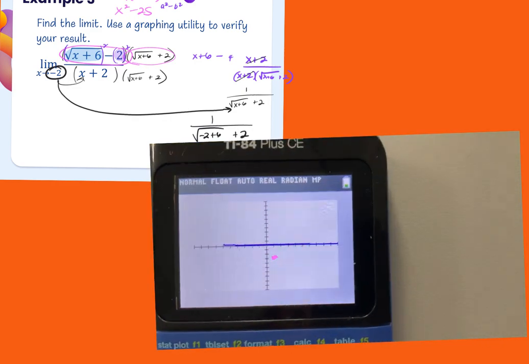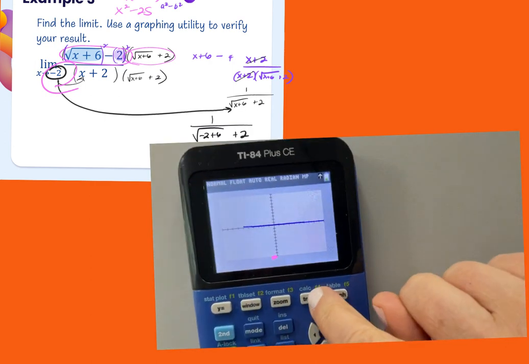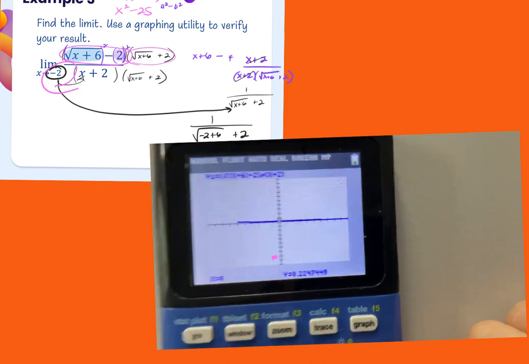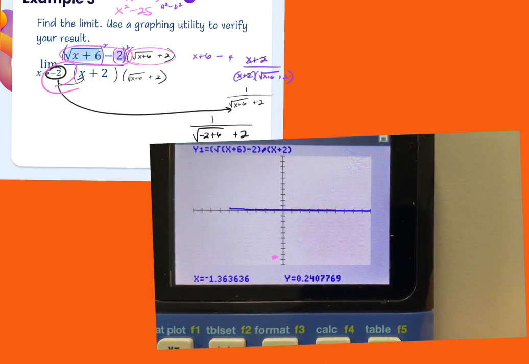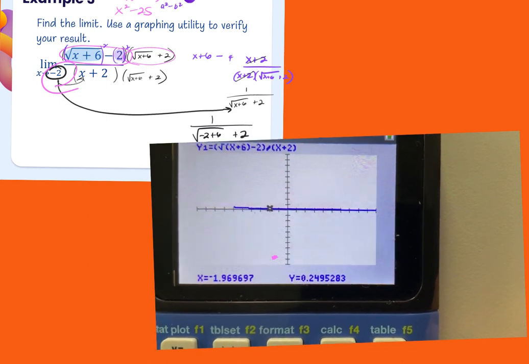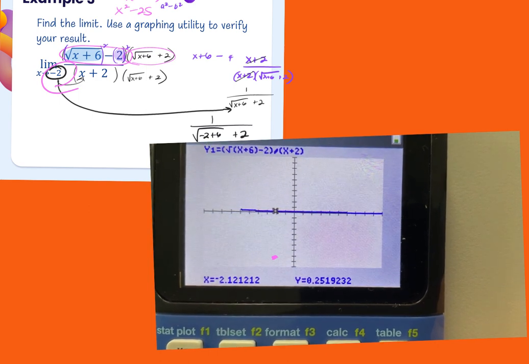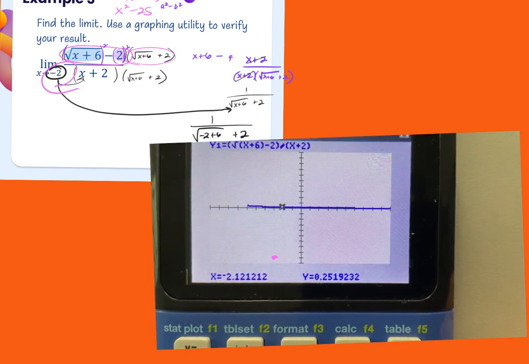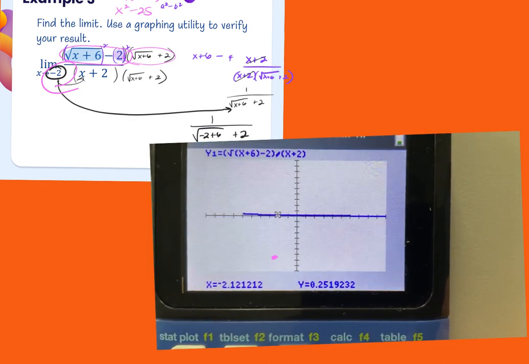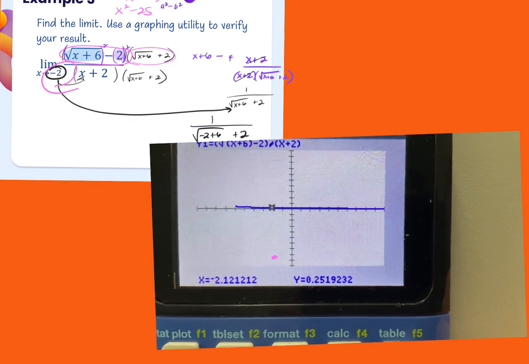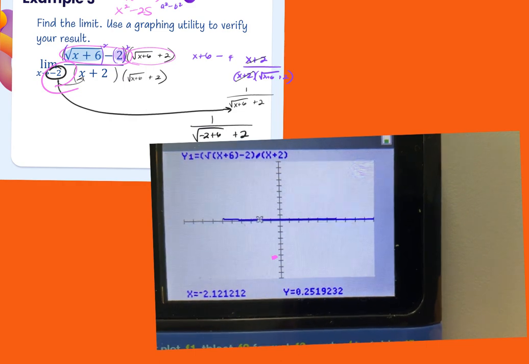What I want to know is what's happening around negative 2. So I'm going to just trace it. If I go to trace, and I look at what's happening as my x is approaching negative 2, it's going to skip over it, but I'm going from negative 1.96 to negative 2.12, and my y value went from 0.249 to 0.251. So what got jumped? 0.25, which is 1/4. Does that make sense? Okay.